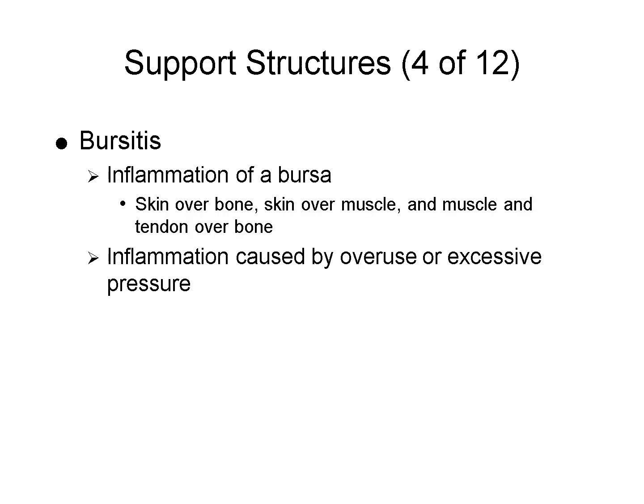Bursitis is the inflammation of a bursa, a fluid-filled sac that reduces friction between tissues. It commonly occurs over bony prominences or where muscles and tendons move over bones. Causes include repetitive use, excess pressure, or direct trauma. Pain and limited movement are common symptoms, especially in the shoulders, elbows, hips, or knees.